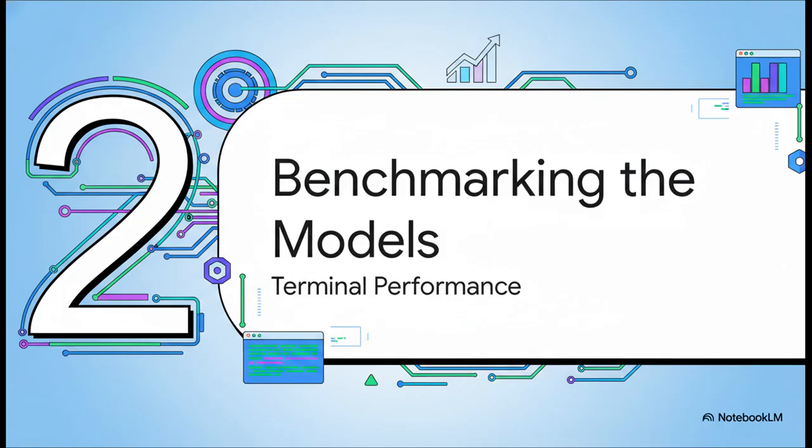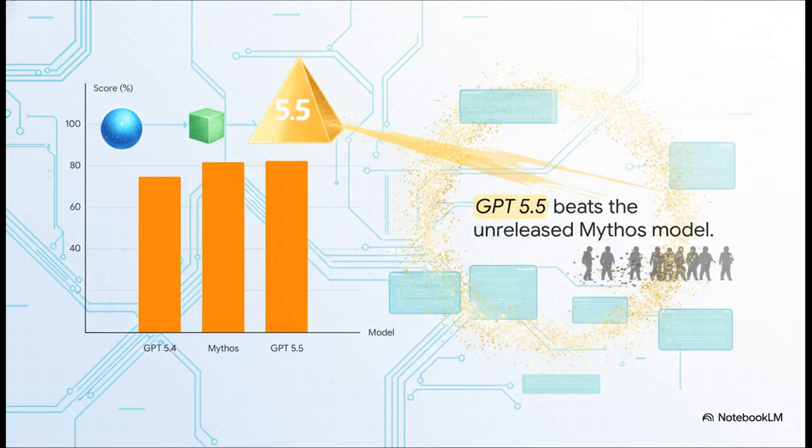Moving on to Section 2, benchmarking the models. Let's look at some hard data on terminal performance. Now, what's really interesting about these numbers is looking objectively at terminal capabilities. We are seeing a massive leap. So Terminal-Bench scores measure exactly how well a model executes commands and navigates an operating system. GPT 5.4 sat at a respectable 75%. But GPT 5.5? It jumps to an 82.7%.